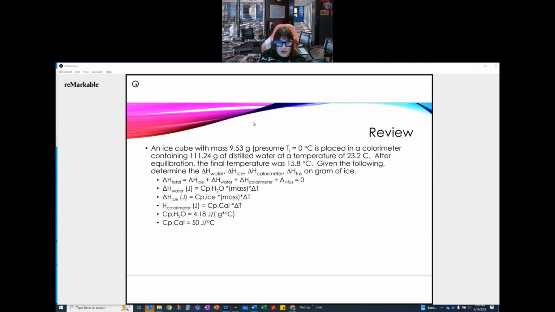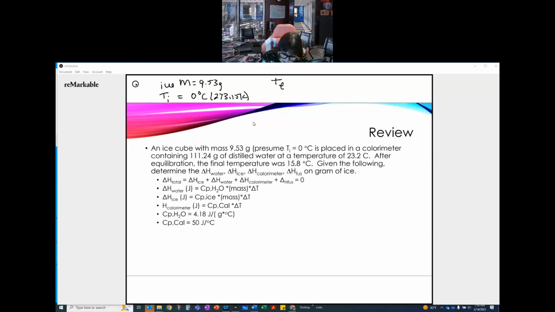Well, so I can see that delta H total is equal to the delta H for the ice plus the delta H for the water plus the delta H of the calorimeter plus the delta H of fusion, and that's equal to 0. The delta H for the water in joules is Cp for H2O times the mass times the delta T. So my mass equals 9.53 grams, and that's for the ice. Ti is going to be 0 degrees C, 273.15 Kelvin.